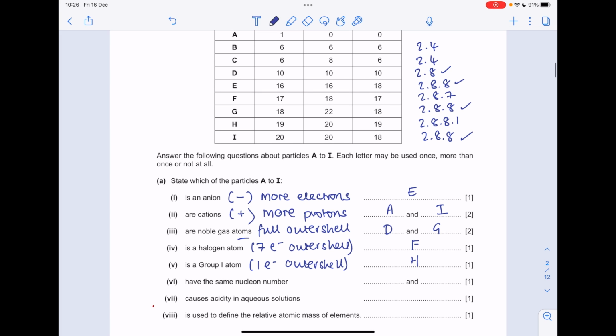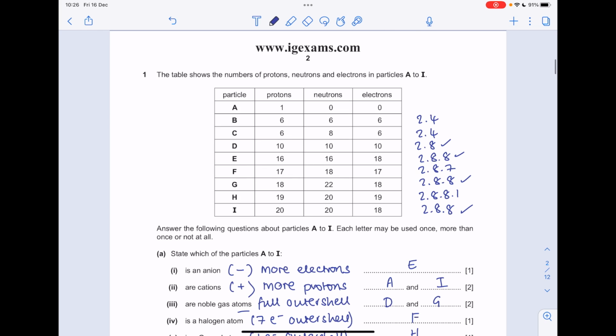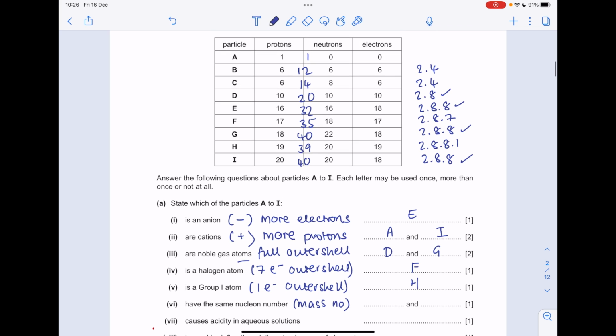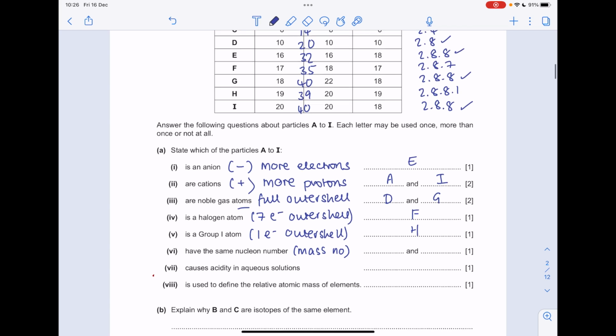Have the same nucleon number. So remember, the nucleon number is the mass number. So we can actually go down that and work that out, because remember, the mass number and the nucleon number is the total number of protons and neutrons. So 1, 12, 14, 20, 32, 35, 40, 39, 40. So which of those numbers are the same? It's G and I, with a mass number and a nucleon number of 40.